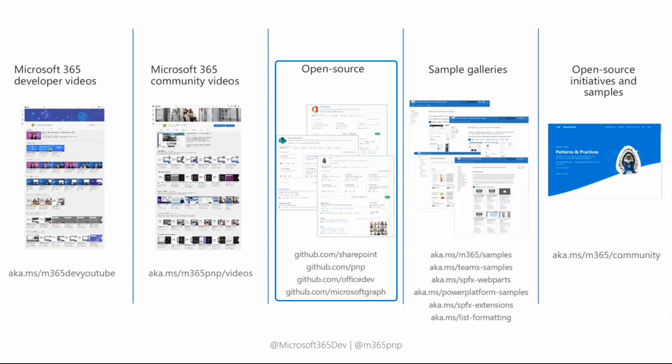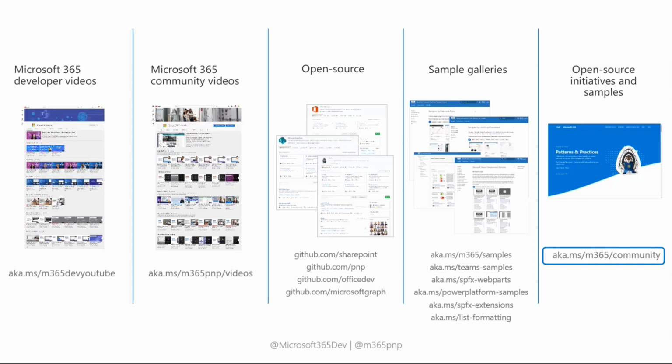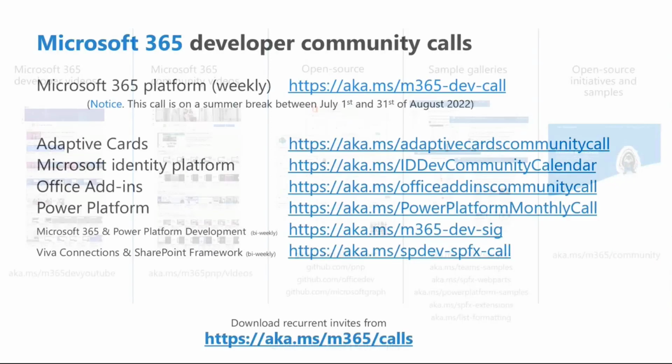The open source initiatives are plentiful as well, ranging from SharePoint to Office Dev to Microsoft Graph. And as mentioned, we have a plethora of sample repositories that you can take advantage of to learn how to accomplish a number of tasks, perhaps to jumpstart a new project, or simply to see how the community is using the functionality of the resources available to us. You can see them for web parts, Power Platform, extensions, list formatting, ACEs, Teams. There is no lack of samples for you, and you do not have to remember all of those URLs. There is simply one place to find all of these resources, and that is aka.ms/m365/community.